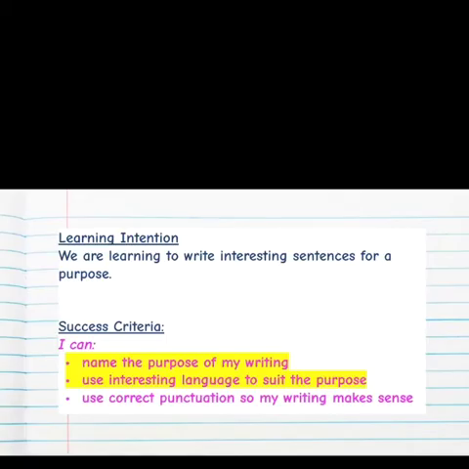Let's check if we were successful. Today I could name the purpose of my writing, an information text. And I also used some interesting language to suit my planning stage. I used words like venom and tangled, and I used some interesting words about the spider like fangs. I wonder if you'll be able to use some interesting language in your writing today.